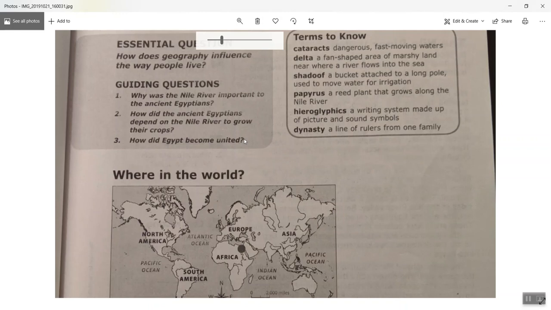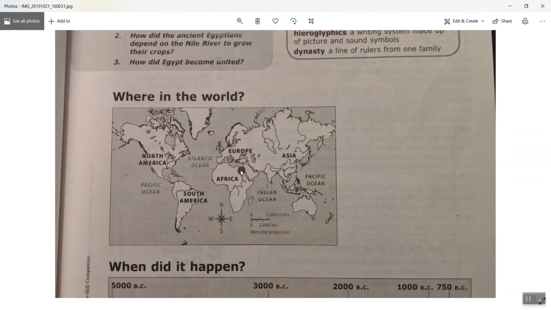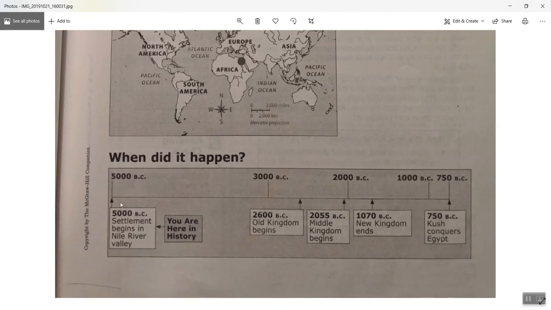And look at this map here. We're in the Fertile Crescent by the Mediterranean Sea, but this time we are actually in the continent of Africa. So we were over here for Mesopotamia, and now we're a little southern to the tip of Africa right here. And if you're looking at the timeline, the settlement of the Nile River began in 5000 BC. It's very old. And then their first kingdom is actually 2600 BC.